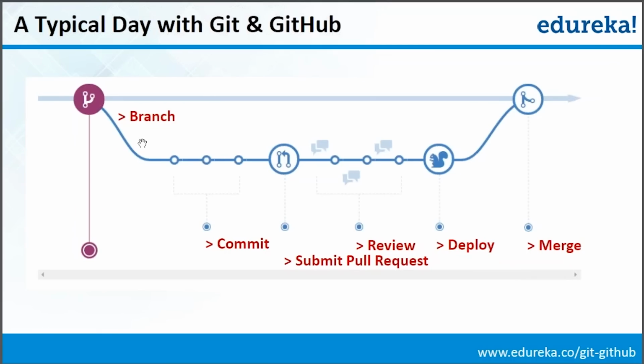Now after branching, you make some changes to the file, and you commit. After you commit, you submit a pull request. This is the symbol for pull request. By pull request I mean code reviews. So this is the point where you can invite a code review.